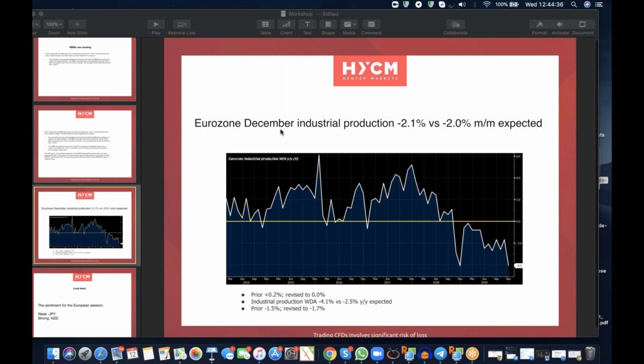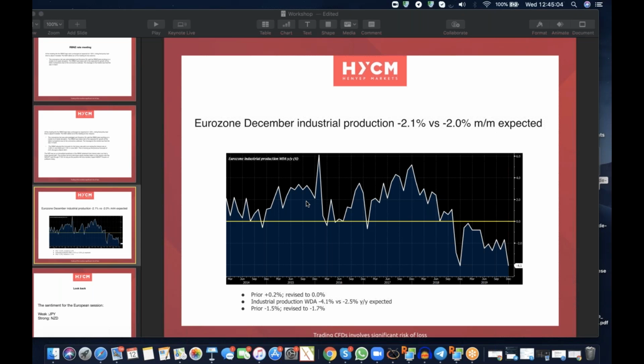So we had Eurozone December industrial production minus 2.1% versus minus 2% expected. Prior was revised down. The industrial production was down much more than expected. The prior was revised down. So we've got downward revisions and a miss on the headline. So that resulted in some euro selling during the European session. So the general outlook for the euro is weak.